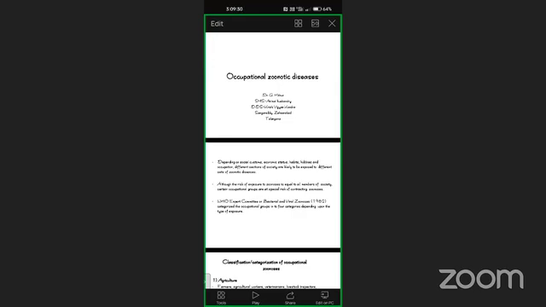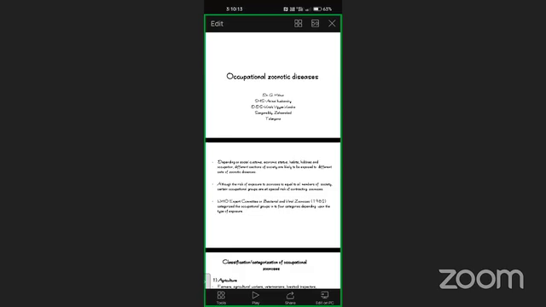So actually, I'm here to share a few points about one particular kind of disease called zoonotic diseases. Precisely, we talk about occupational zoonotic diseases. So let me explain what zoonotic diseases are. Zoonotic diseases are the diseases which transmit from animals to humans as well as from humans to animals. They can be transmitted in both ways, either from animals to humans or from humans to animals. Those are called zoonotic diseases.